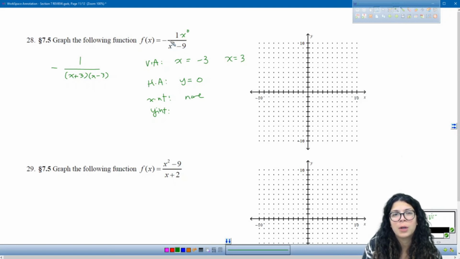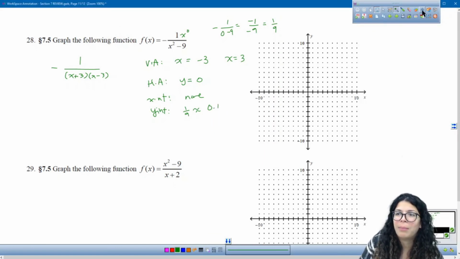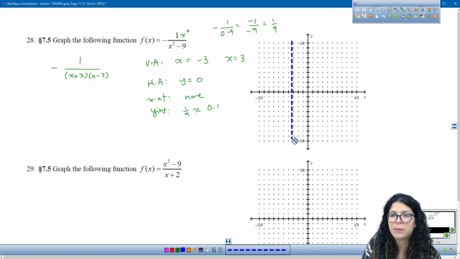And then the y-intercept, in this case, would be any y value that makes x 0. So this will be negative 1 over 0 minus 9. So we have negative 1 over negative 9, which would be 1/9. Now I'm going to estimate that value, that 1/9, so that I can plot it. It's about 0.1. So let me go ahead and graph my vertical asymptote. X equals negative 3.